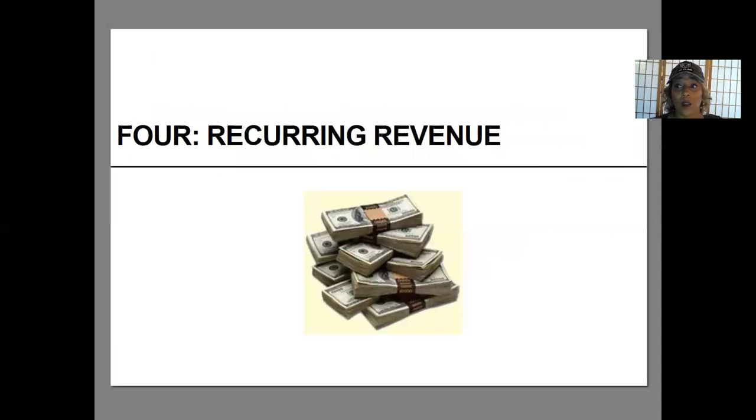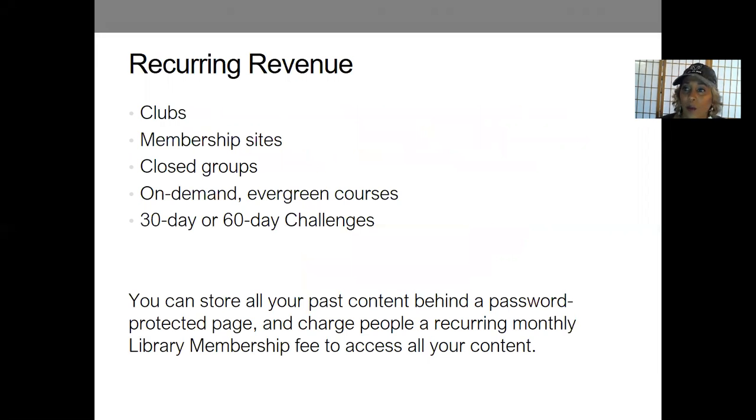The other thing that talks about recurring revenue. It's one of the things that smart entrepreneurs, the word preneur from entrepreneur, talk about: recurring revenue. And one of the things is clubs, membership sites, closed groups, on-demand, any of those types of things that are automated, meaning that they are set up one time, and then no matter when people come in, they will still get the information.